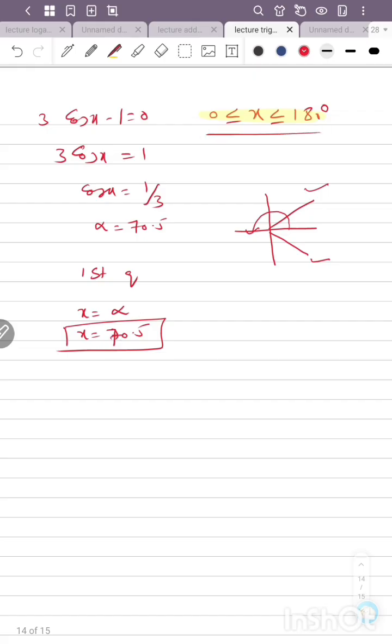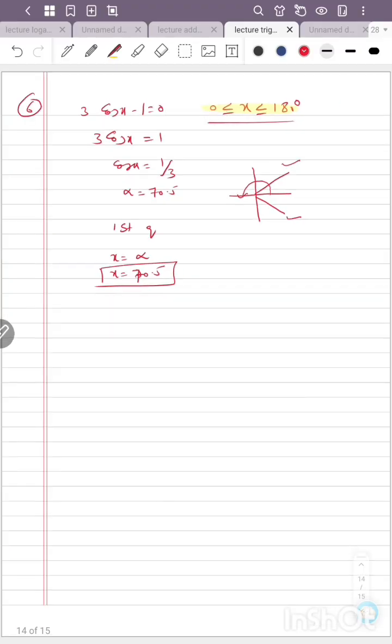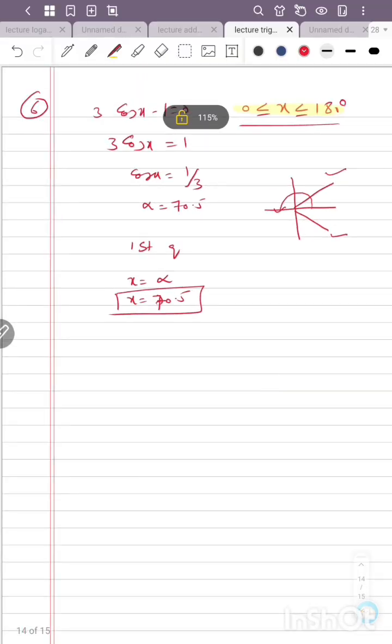Next question is related to radians. Here in this question the interval is given by 0 less than or equal to x less than or equal to 2 pi. So he used 2 pi, it means he used radians. The question is related to radians. Okay, you have to memorize: if the question is given in the form of 2 pi, 3 pi, pi, they are asking for radians.